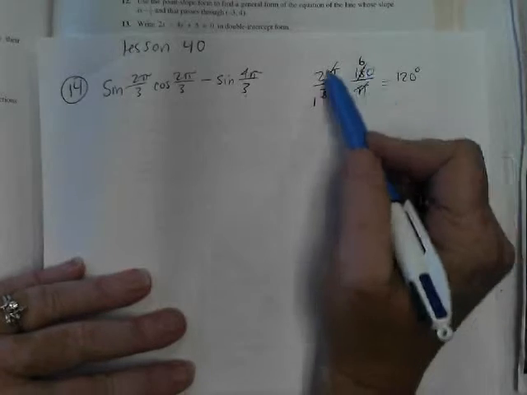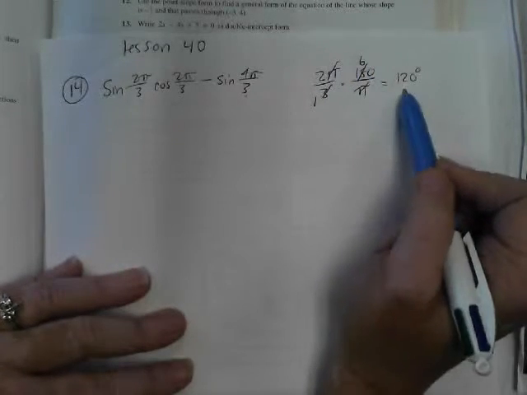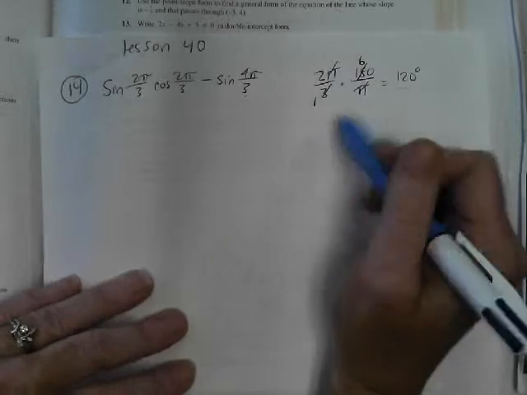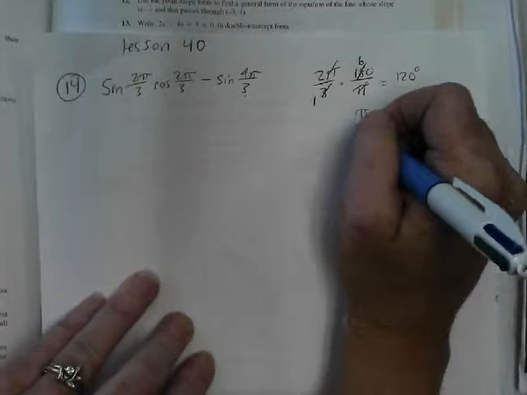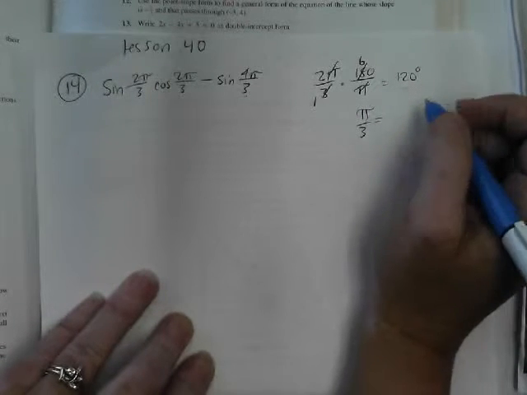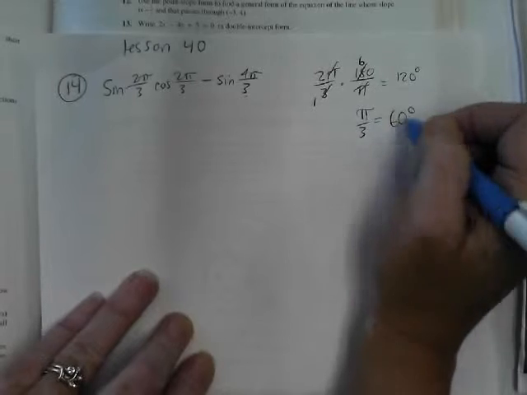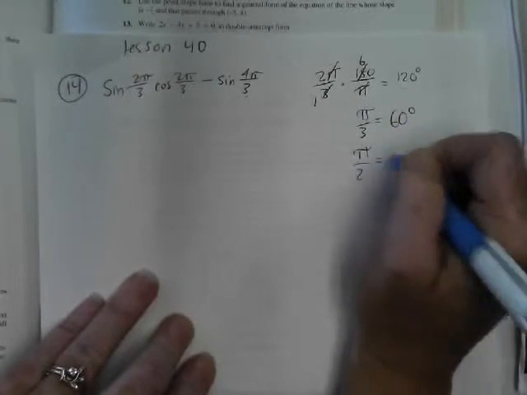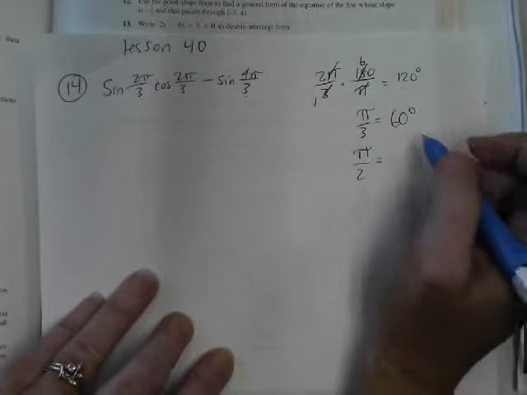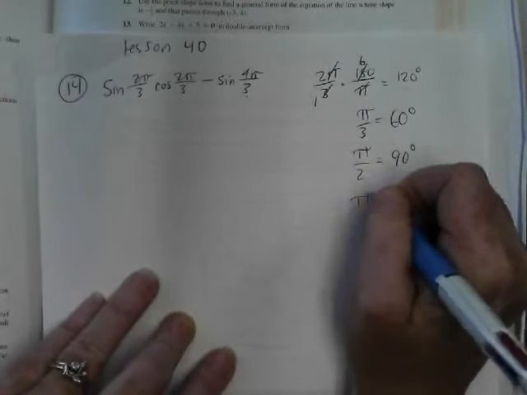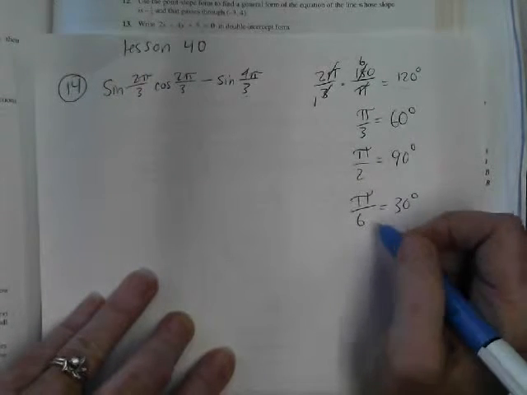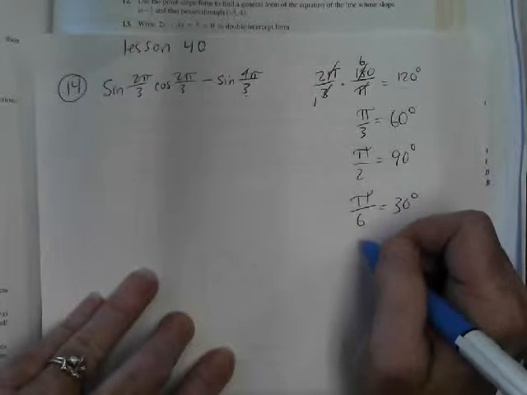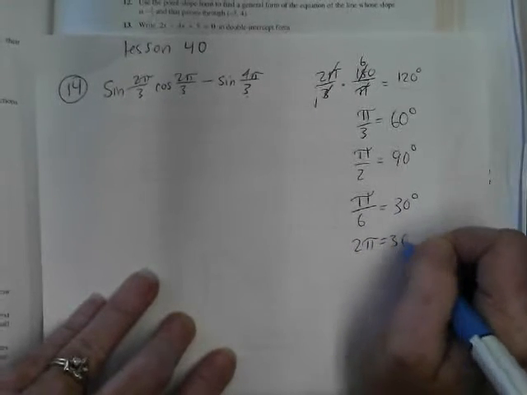For these problems, I just showed how to use the unit multiplier to find angles, but many teachers will force you to memorize that pi over 3 is 60 degrees. Pi over 2 is 90. Pi over 6 is 30. What's 2 pi? 360.